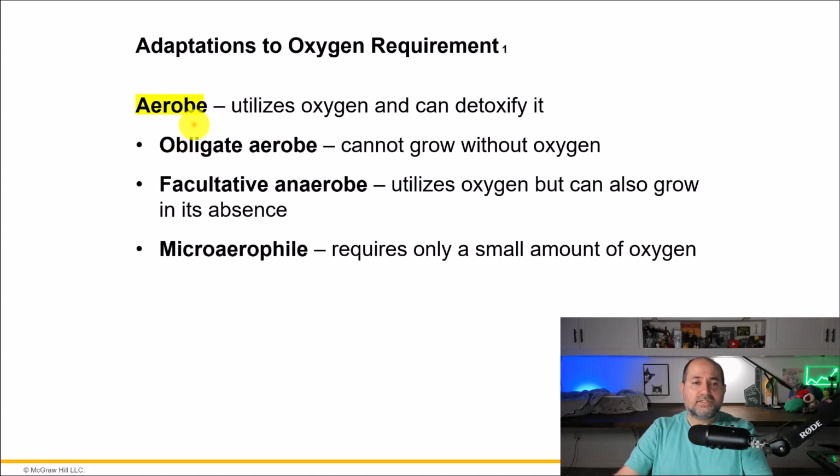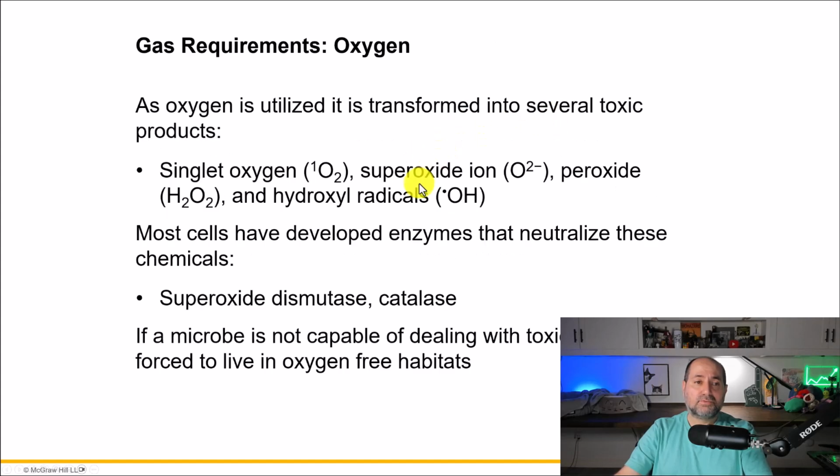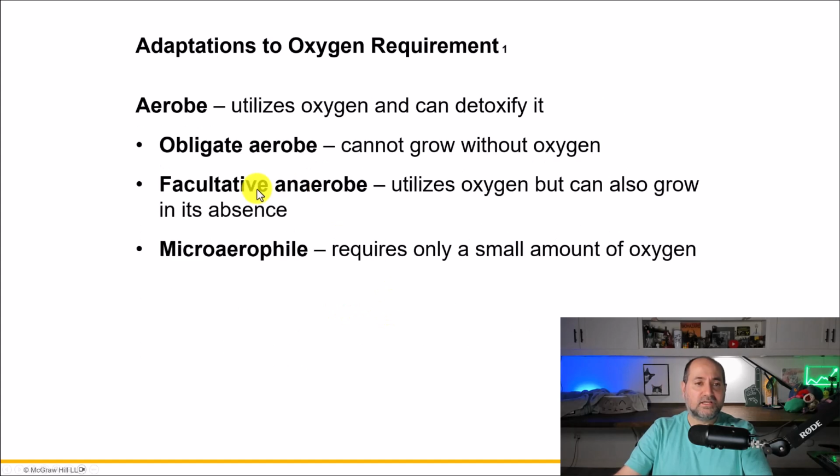An aerobe is an organism that can utilize oxygen because it can detoxify oxygen. It probably forms the enzymes superoxide dismutase and catalase. So an aerobe can grow in the presence of oxygen. What is an obligate aerobe? It's a type of aerobe that must, when you see this word obligate, you should think must, right? Or vital. An obligate aerobe must grow in the presence of oxygen. It cannot grow without oxygen.